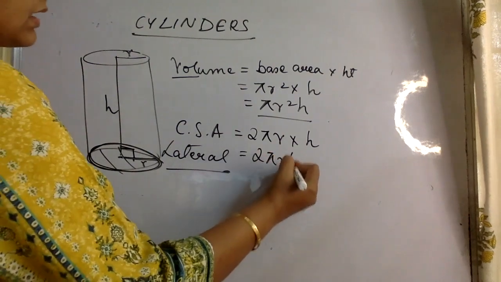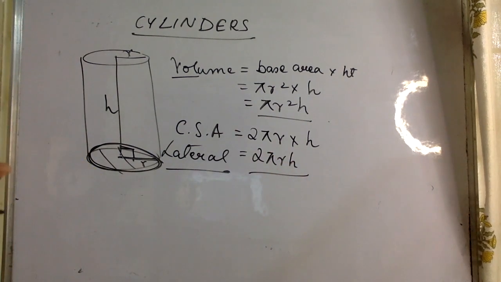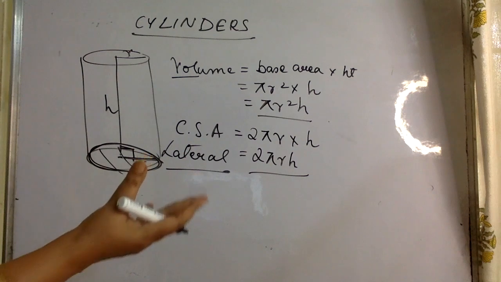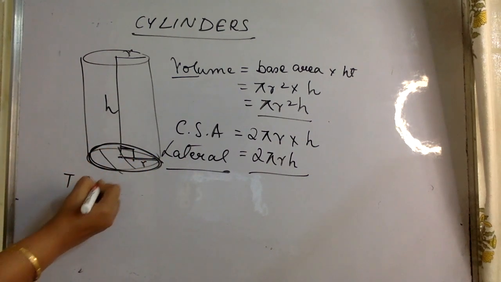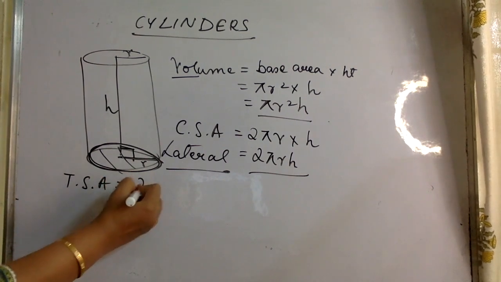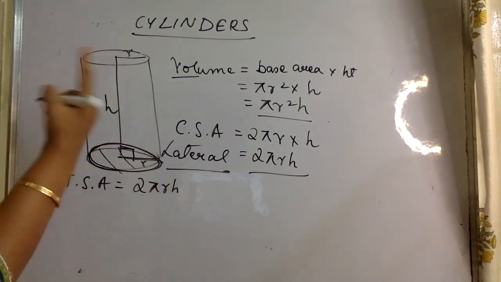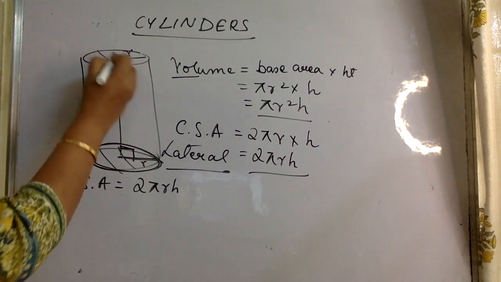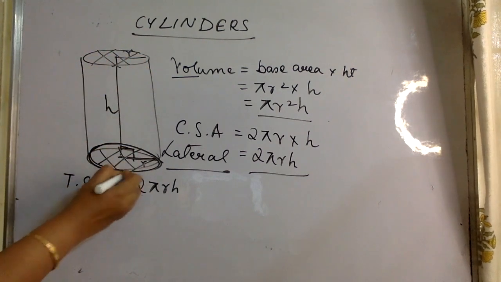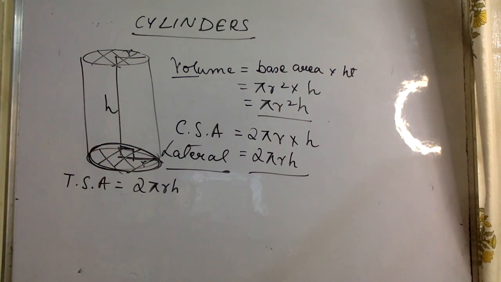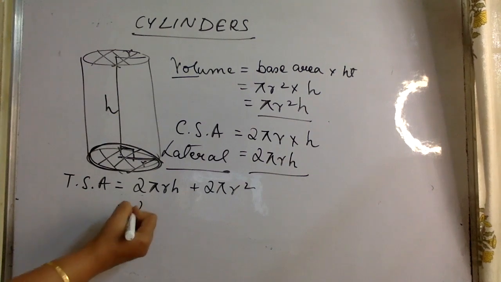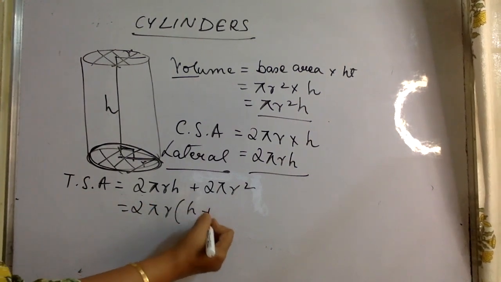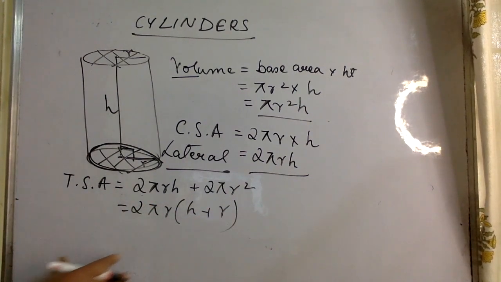2 pi r h is the curved surface area of the cylinder. Now let's come to TSA, total surface area. Total surface area is definitely going to take the curved surface area, plus it is going to have 2 more of these. Yes, it has 2 more of these. This is the base and the bottom. So it is 2 pi r squared. Now let me factorize here. So this is your final total surface area.